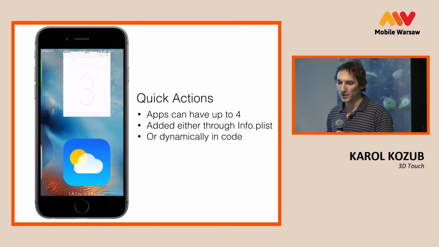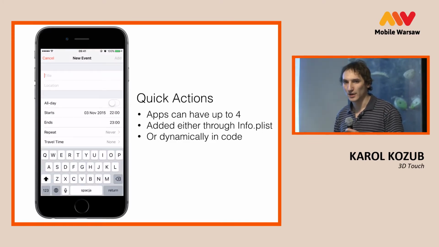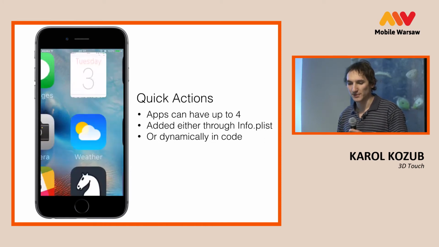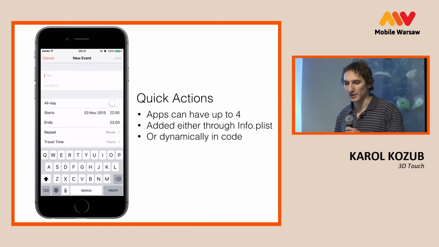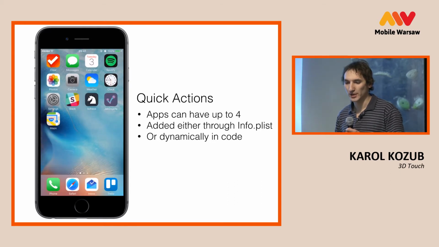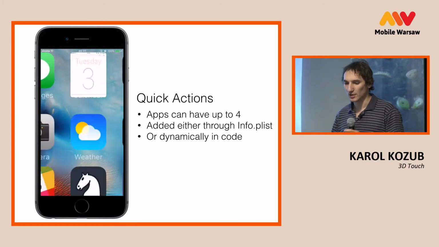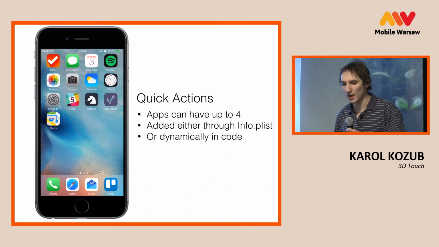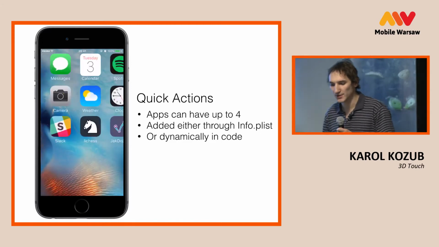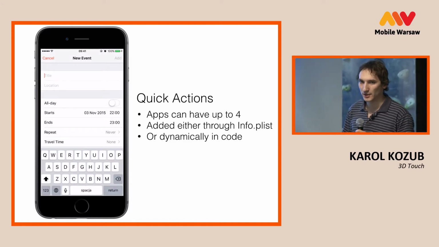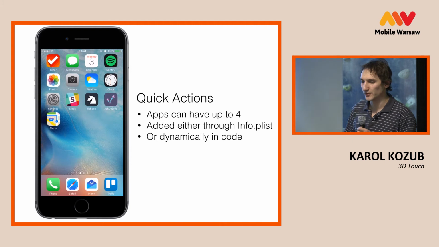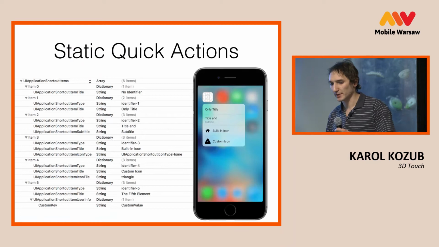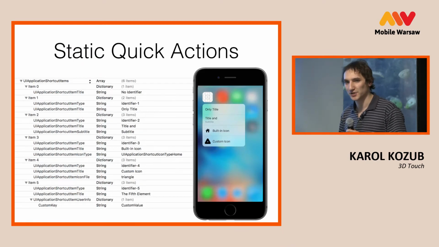To activate them, you press on the application icon, then a menu with up to 4 actions appears, and after selecting the item from the menu, you go to the application and to the screen for that action. An application can have up to 4 such actions, and they can be added either statically through Info.plist or dynamically in code. So first, let's talk about static quick actions.